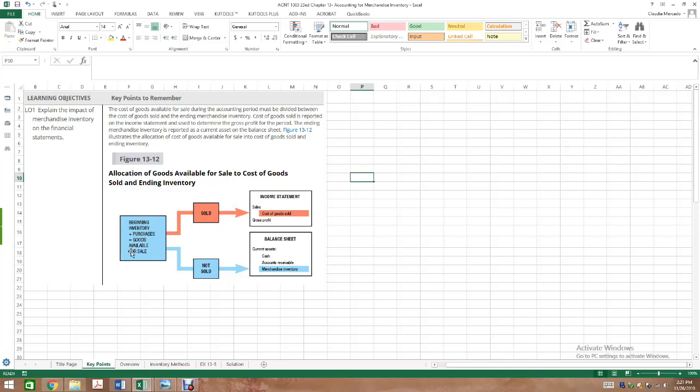Okay, so I have this bucket, which is your goods available for sale. This is what I can sell. At the end of the period, you have to get your bucket and figure out how much from the bucket has been sold, how much has not been sold. And we have to categorize it: if it's been sold, we need to account for it under cost of goods sold. If it is not sold, then we need to account for it under merchandise inventory.